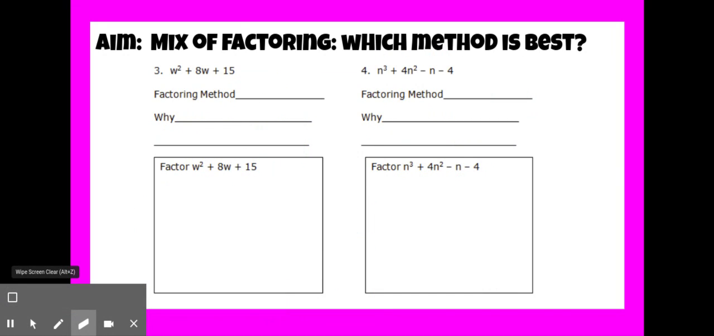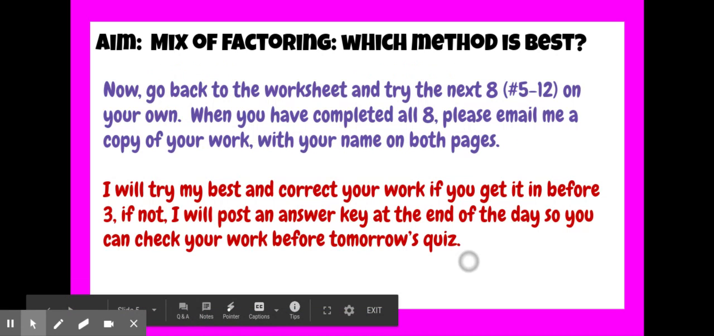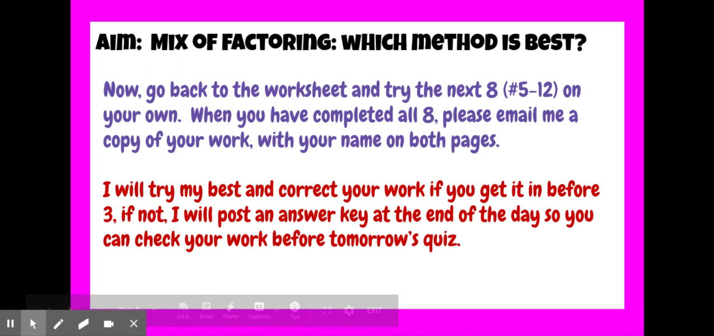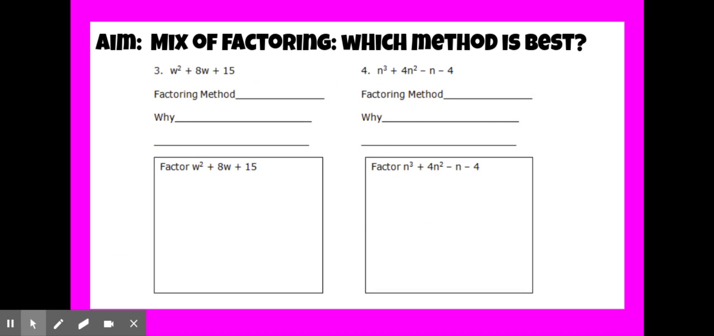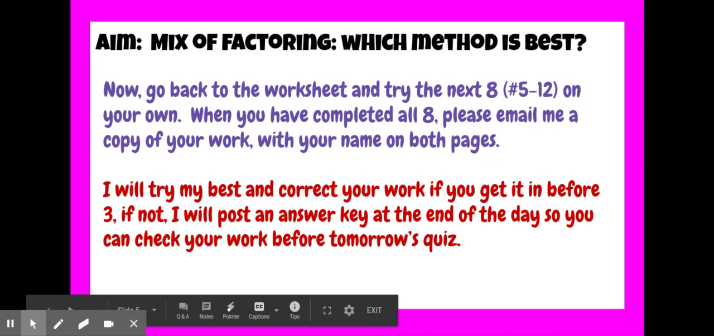Okay, here we go. So now I want you to go back to the worksheet and try the next 8, or 5 through 12, on your own. And when you've completed those 8, I need you to email me a copy of your work so I could see what you're doing. Please make sure your name is on both pages. A lot of you are forgetting to do that, and that's just something I need for you to do.